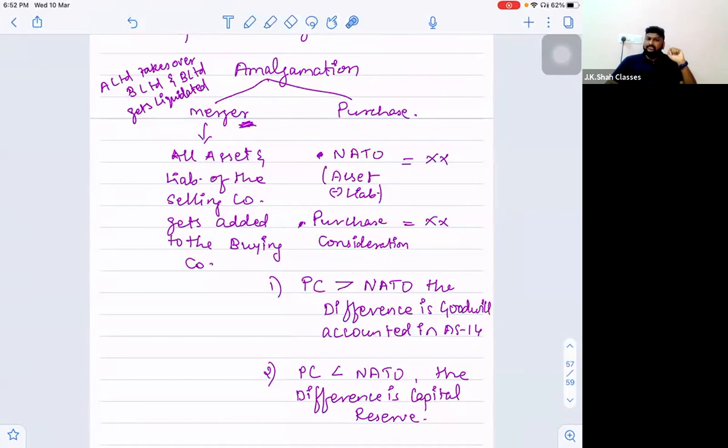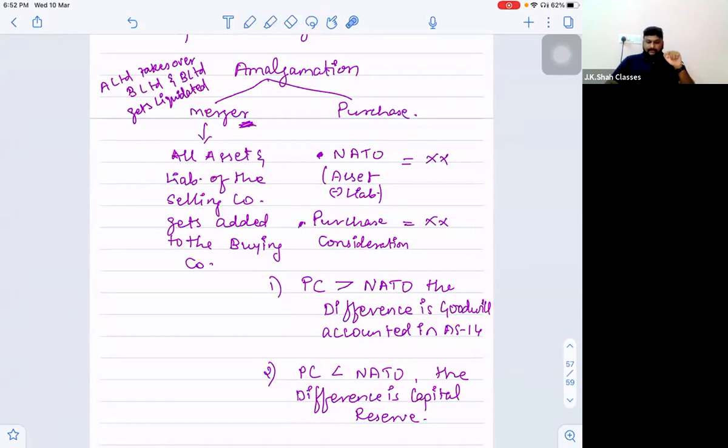Because under purchase method, point number 1, we may not take up all assets and liabilities of that selling company. Point number 2, the values that we are paying for purchasing the assets or liabilities can be market values. So technically, we can either pay them extra of what we are getting or we can pay less than what we are getting.